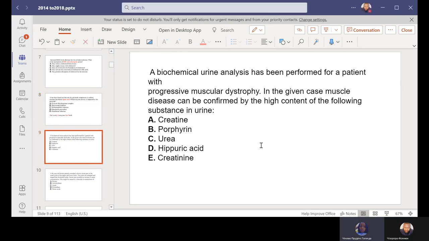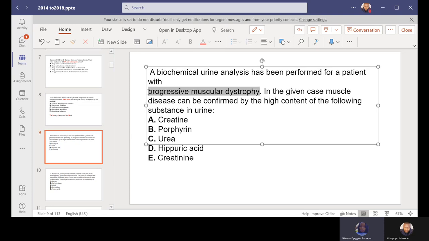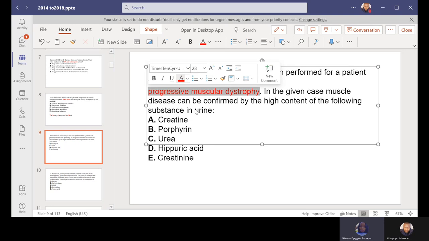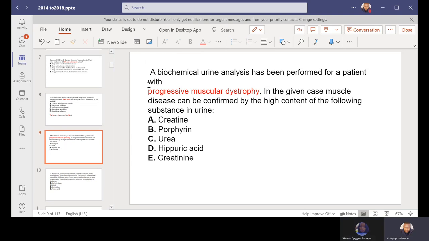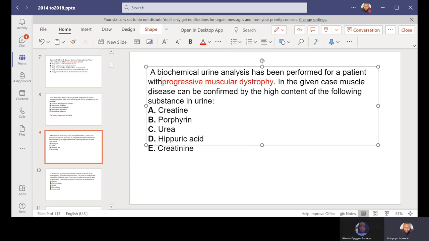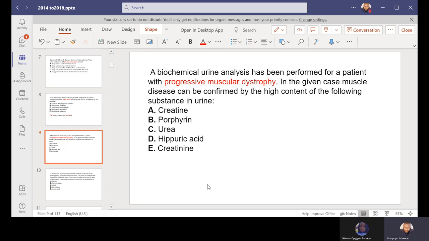A biochemical urine analysis has been performed for a patient with progressive muscular dystrophy. In the given case, muscle disease can be confirmed by high content of the following substance in urine. All right. So if we talk about muscular dystrophies, the first thing, in general, you just need to know that there's a protein called dystrophin, right? Dystrophin connects the myofibrils with the cell membrane.